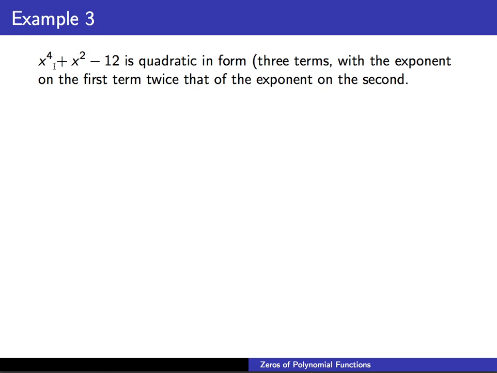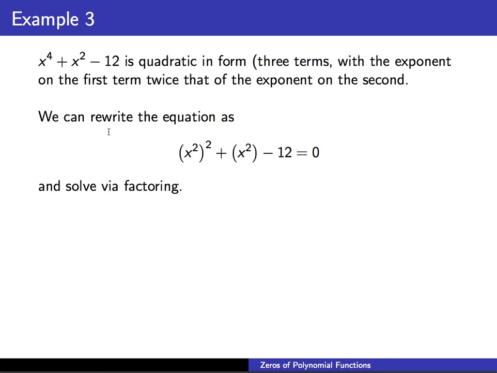If this said x to the 6th plus x cubed minus 12, it would also be quadratic in form because we'd still have three terms, and then the 6 is twice that of 3. So if it's quadratic in form, we have a couple ways we can deal with that. Let's look at x to the fourth plus x squared minus 12 equals 0. We can actually factor this. If this was like y squared plus y minus 12 equals 0, we could solve that via factoring. We could also solve it with the quadratic formula, but it'll be a little bit easier with factoring.